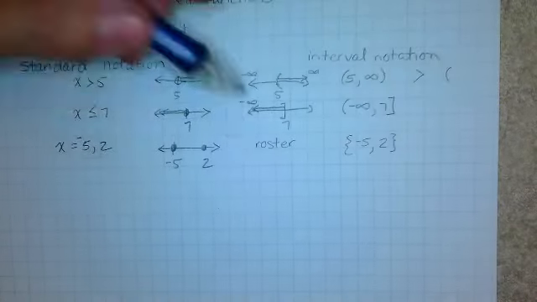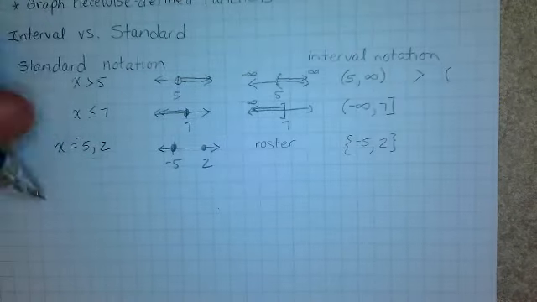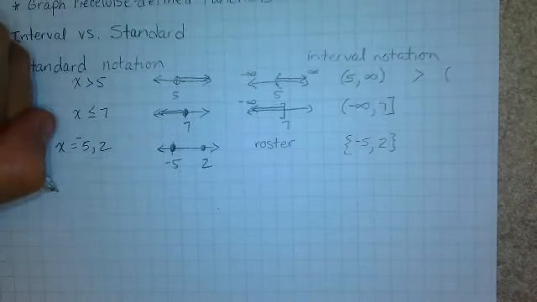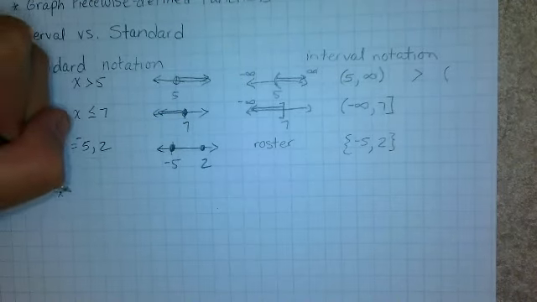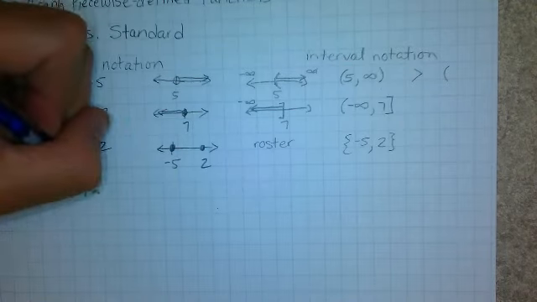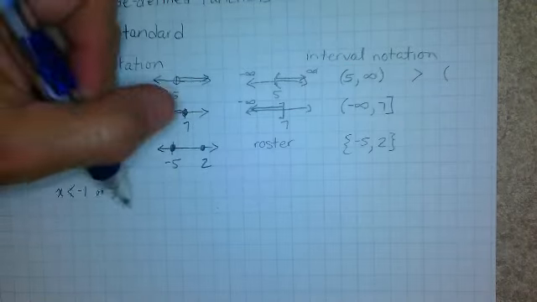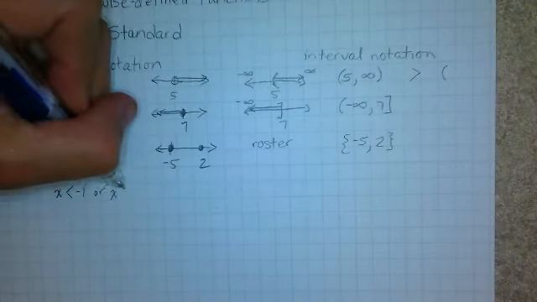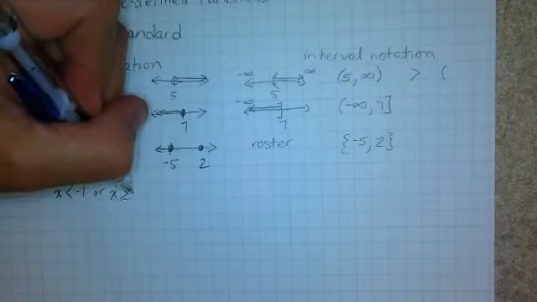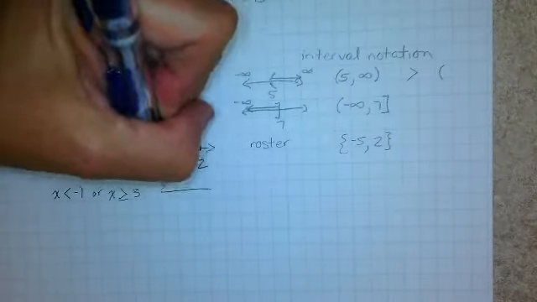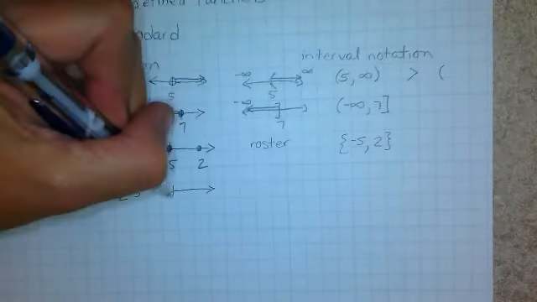So that's a roster. Sometimes you've got maybe x is less than -1 or x is greater than or equal to 3.